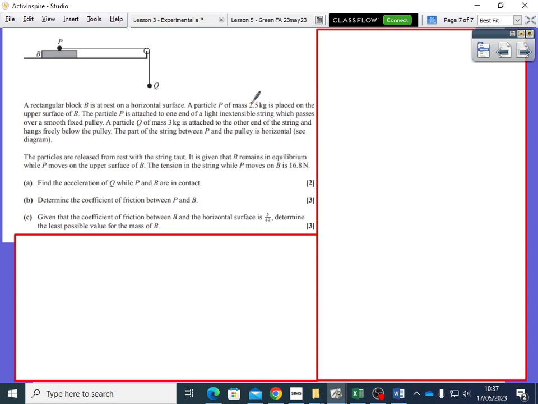Particle P is of mass 2.5 kg, so the weight is 2.5g, and it is placed on the upper surface of B. Particle P is attached to a light inextensible string which passes through a smooth pulley, that one. Q has a mass of 3 kg, so I'm going to say it's coming down with 3g.